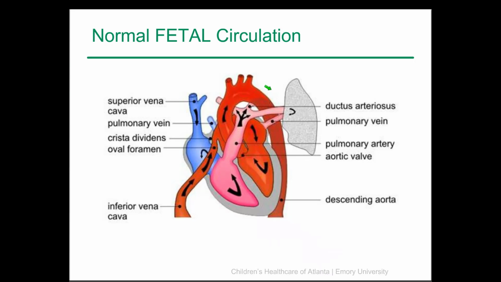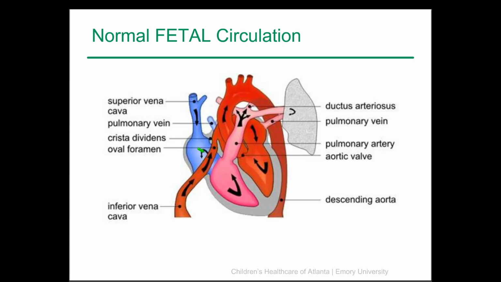In utero, that's a little bit different. Blood also comes from the SVC and the IVC, except remember, blood in utero receives oxygen via the placenta, and so blood is coming from the umbilical vein that connects with the inferior vena cava and goes to the right atrium. Much of this blood is directed across the foramen ovale into the left atrium. Some blood goes to the right atrium.